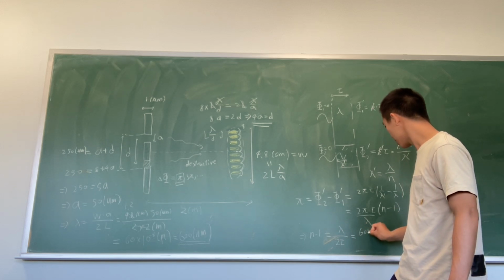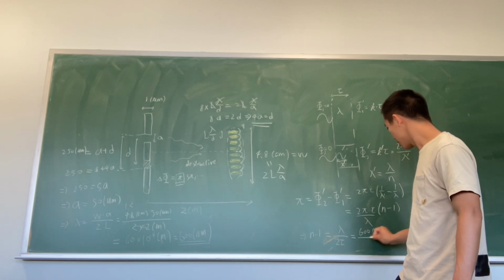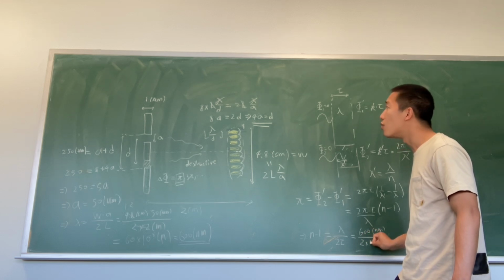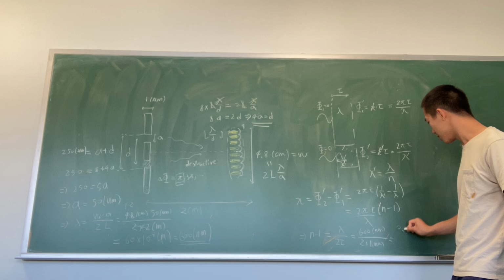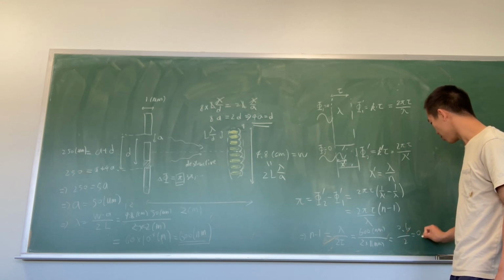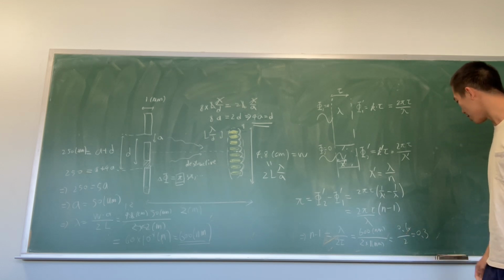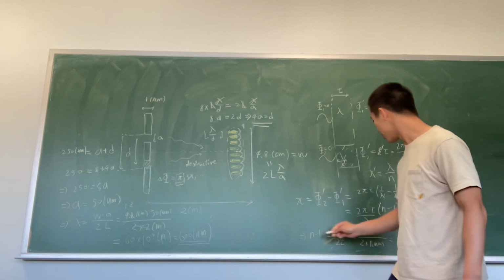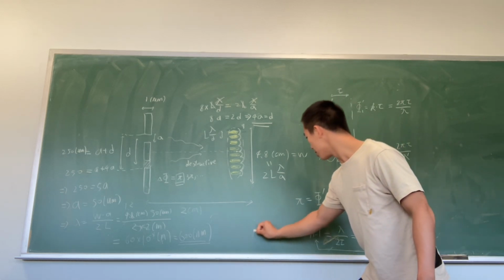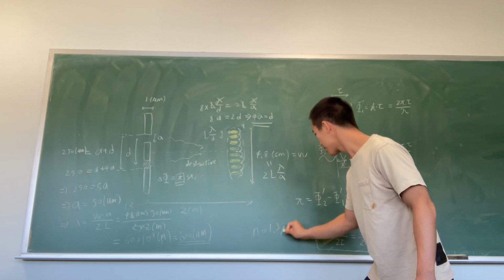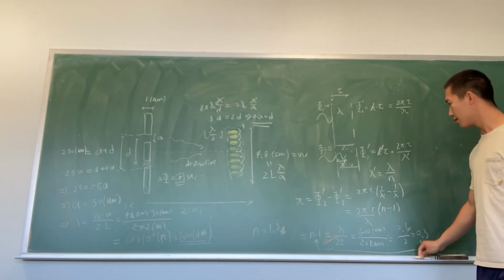Lambda is 600 nanometer, tau is 1 micrometer, so it will be 0.6 over 2 equals 0.3. So at the end, you can add that back to the n over here and get n should be 1.3. That's it.